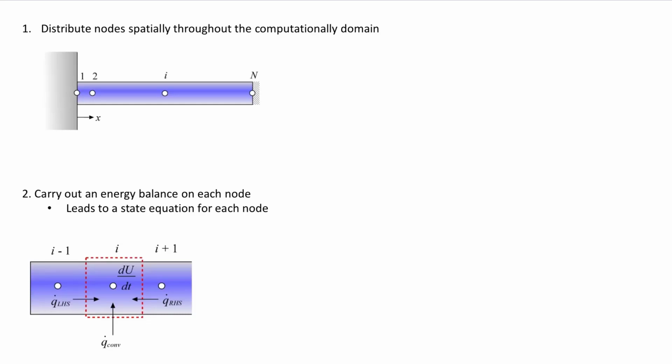Okay, so first thing we're going to do is distribute nodes spatially. So you can see here, right, I've got a node at the boundary. I have some nodes in the middle, and then I have another node at the right-hand boundary. So we have nodes on the boundary. Again, that's really important. It makes it a lot easier to enforce boundary conditions. I think I said it before, but it's actually not critical. Like you can still solve the problem without doing that. It just makes it harder.